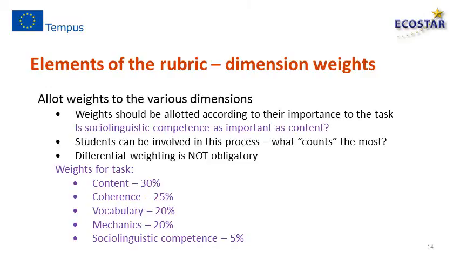Okay, so now we've chosen our dimensions and we've defined them. Now we're going to talk about the dimension weights. Weights should be given to the dimensions according to their importance to the task. For example, in the case of the Bryson task, you can ask yourself, is sociolinguistic competence as important as content? And in this case, when we were creating the task, we said absolutely not.